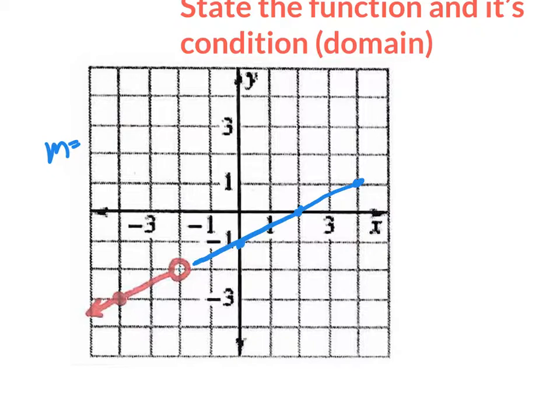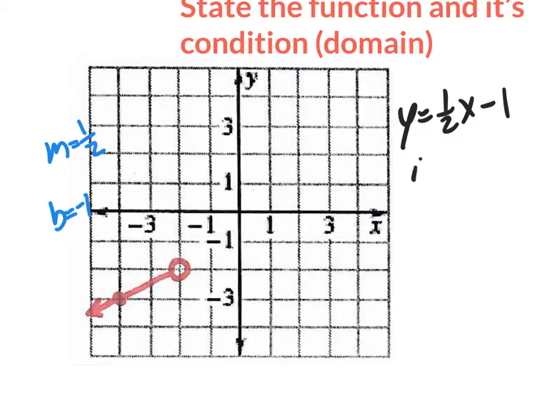What's the b value right there? The b value is -1. The m value we said was up 1/2. So now I know my m and my b. I could erase this other part. I could write my function y equals 1/2 x minus 1. And the condition is if.